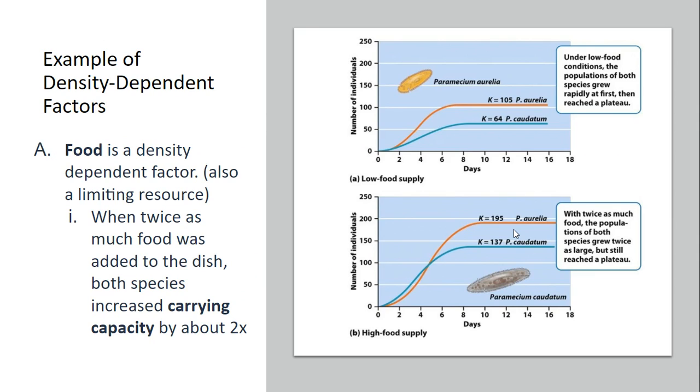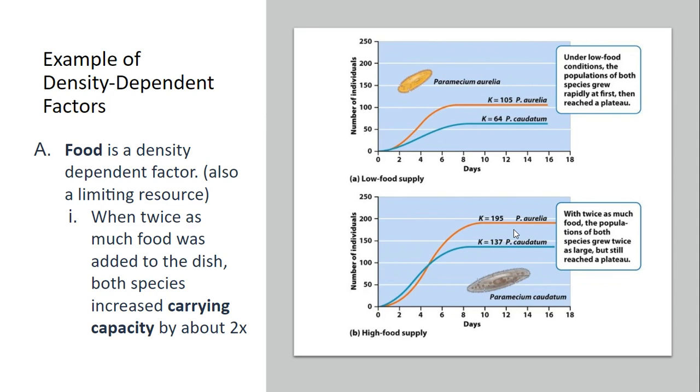So just further going into examples of density dependent factors, we can see in the graphs here, we had two different types of organisms placed in the same environment here. So under low food conditions, we can see that the populations of species tend to grow rapidly at first and reached a kind of plateau. That must have been their carrying capacity.